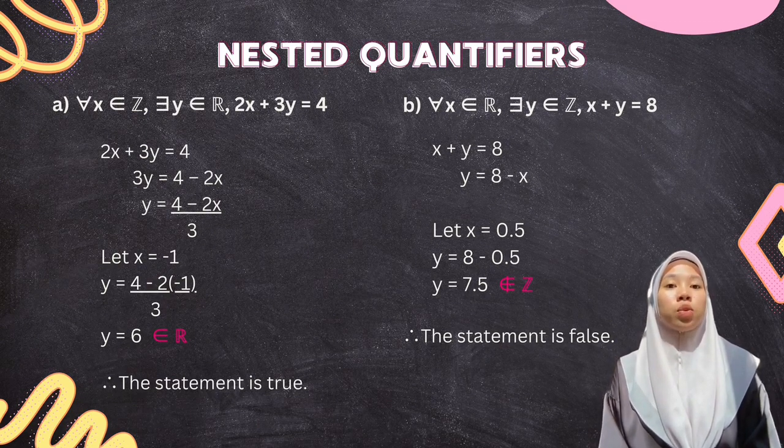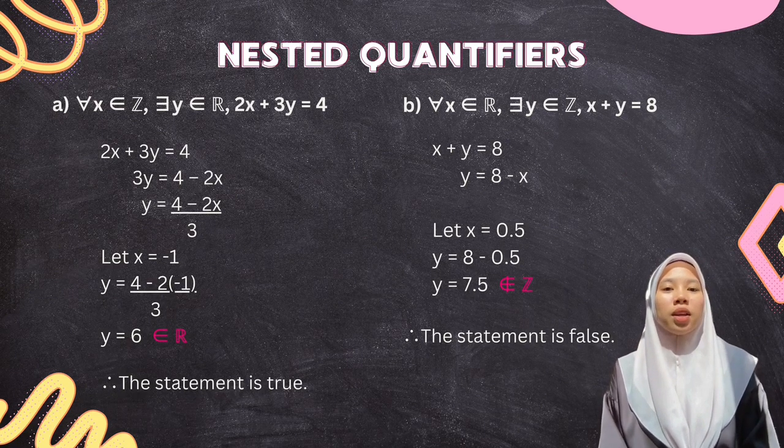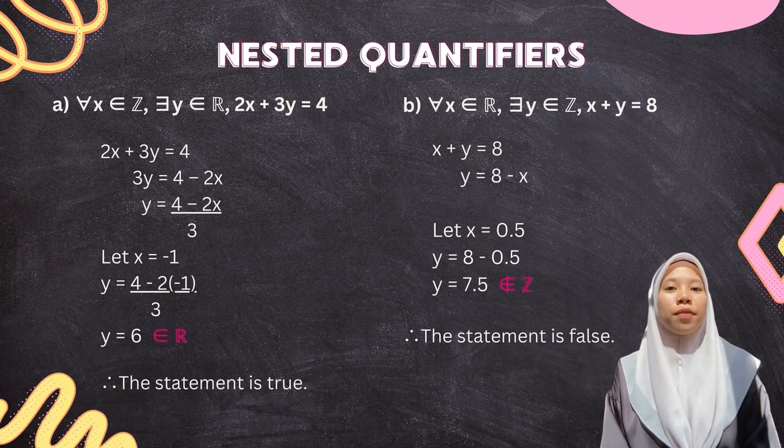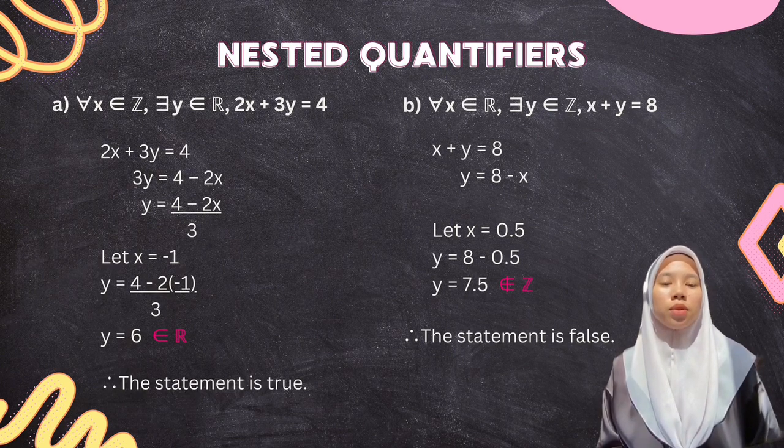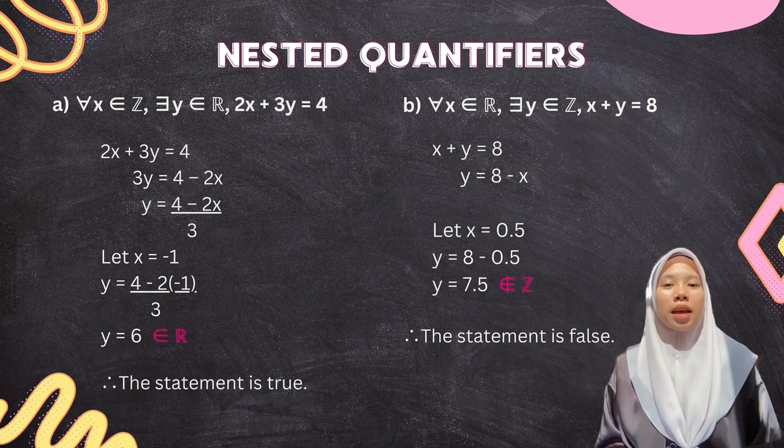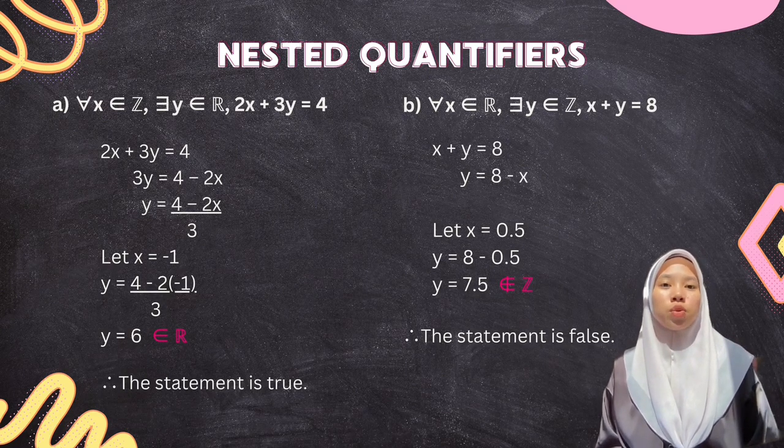X plus y equal to 8, y equal to 8 minus x. So let x equal to 0.5, y equal to 8 minus 0.5, so we will get y equal to 7.5. However, y equal to 7.5 does not belong to Z. Since not all y give a true value, the statement is false.